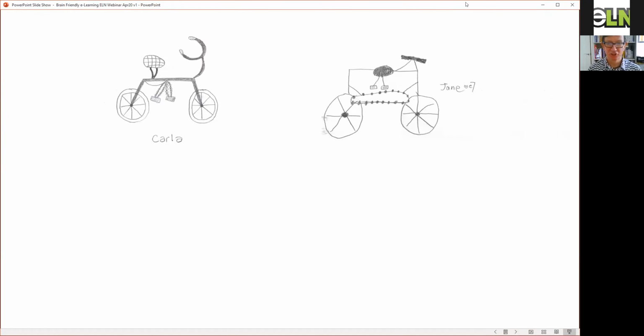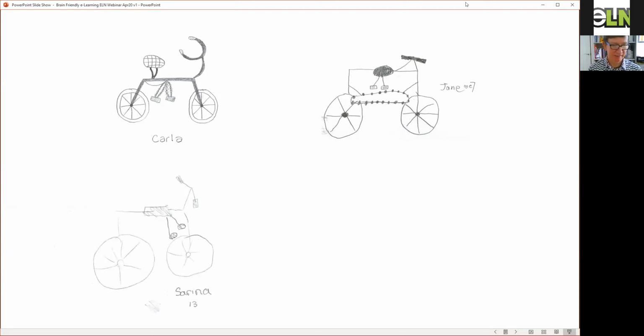And here's Jane's bike, age 7. So Jane's got the pedals attached to the saddle, but she has got a nice big chain going from the front wheel to the back wheel. So I quite like that. So you can see how people have got the different elements, but they're in the wrong place. That's good that they remember the elements.